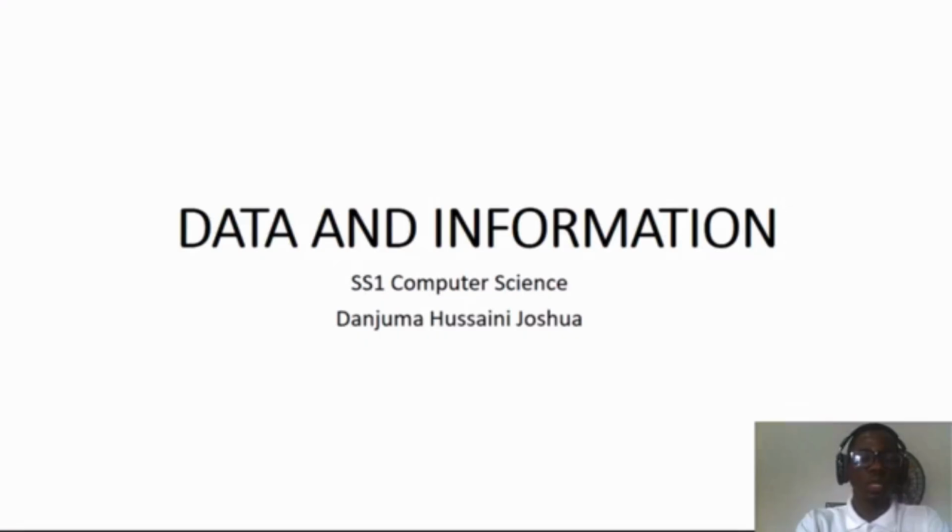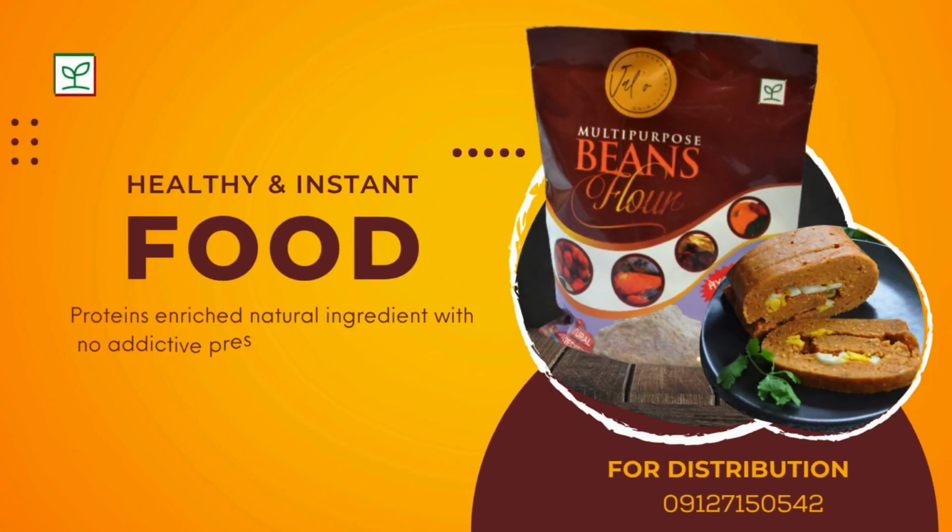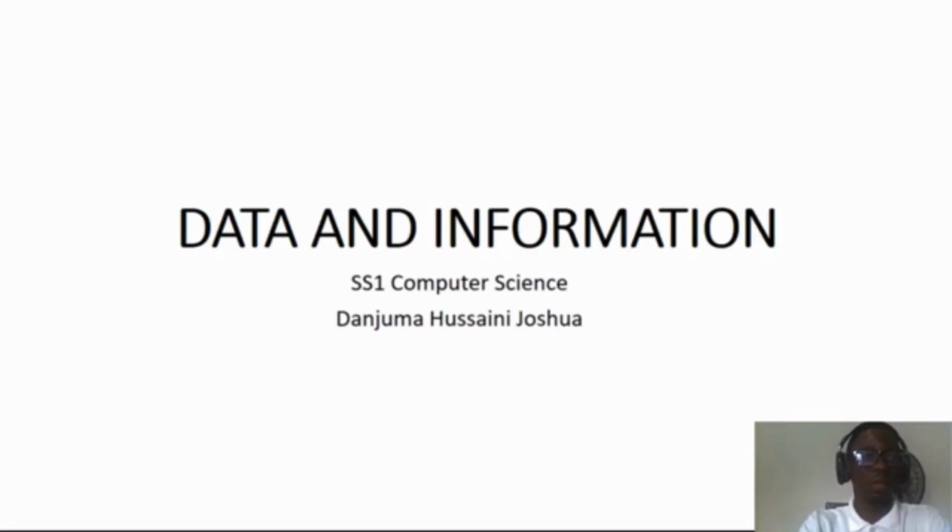In our previous class, we looked at the overview of computer system, where we introduced what a computer is. We defined what a computer is. We looked at the hardware and the software. We also looked at the characteristics of a computer system. So in our class today, we'll be looking at data and information.